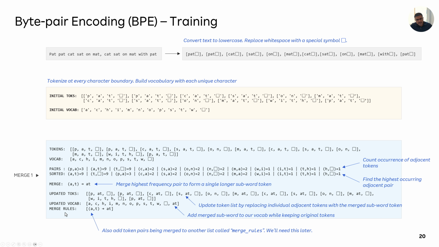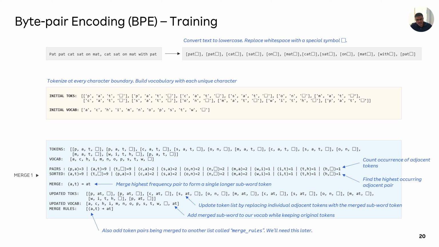Okay. Then I create something called a merge rule, which is nothing but a list. And this list basically says that in this first iteration, I have merged A and T into one symbol called AT. Now, this merge rule is very important. The order in which you merge is also very important. But just for now, go with the flow. There is something called a merge rule.